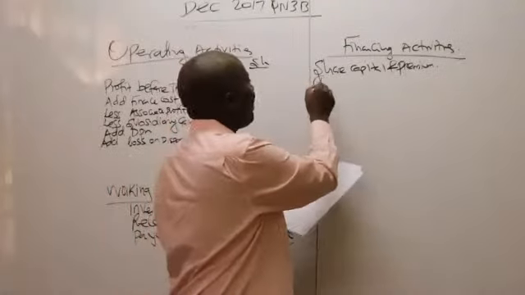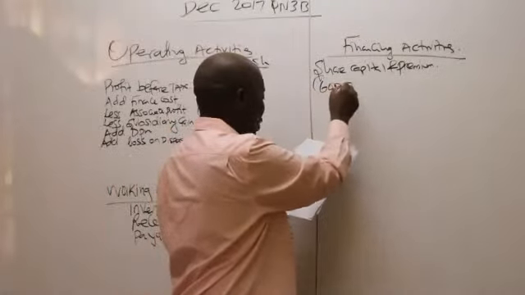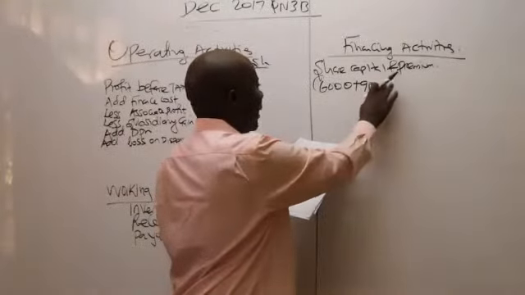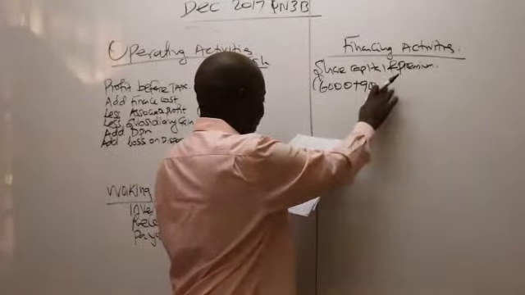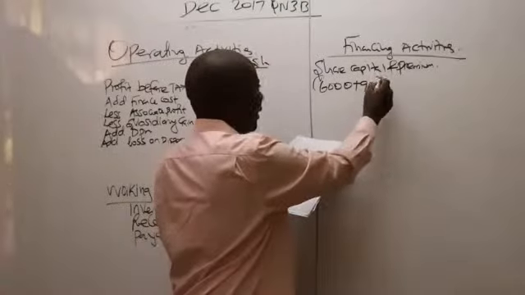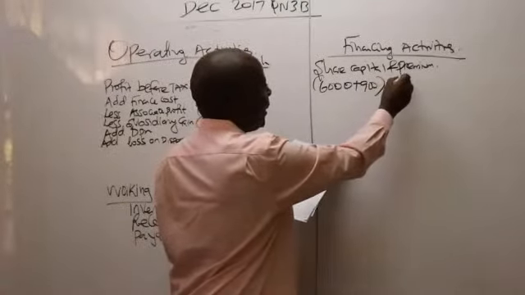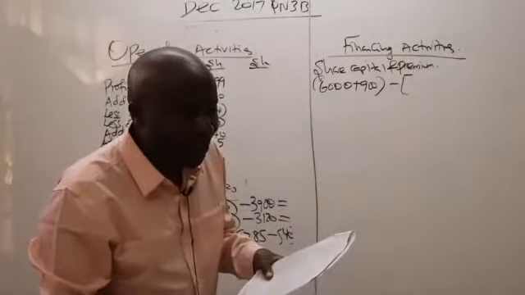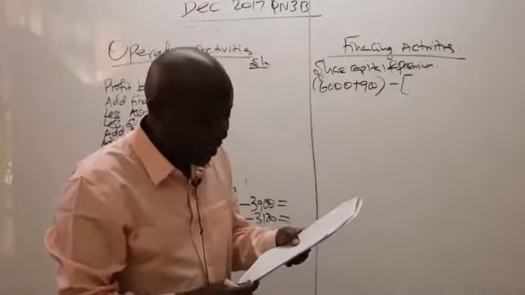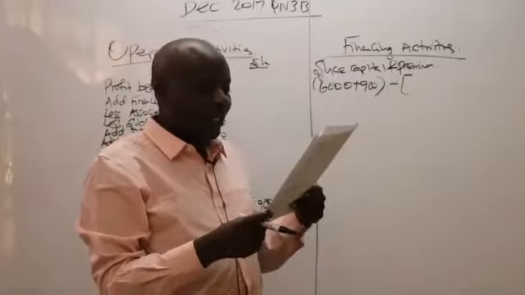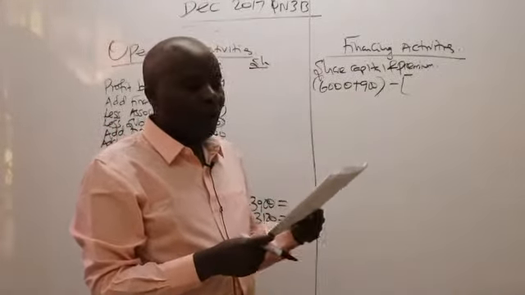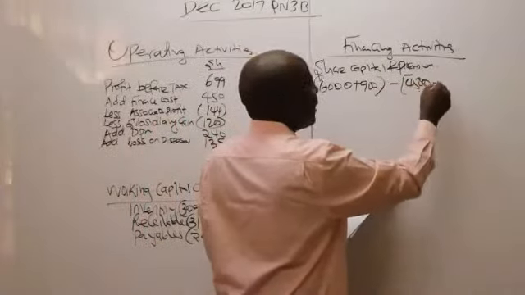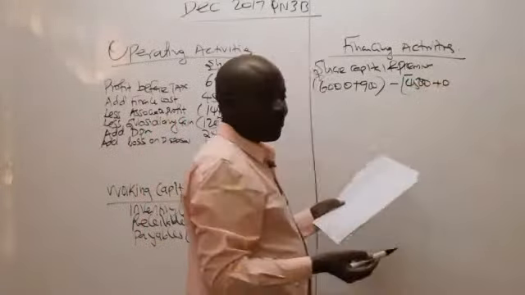Closing balance is 6,000 plus 9,000 plus 900 plus 900 plus 900, minus the opening. What is the opening, somebody? Looking at the opening, share capital is 4,500, plus premium there is 0.